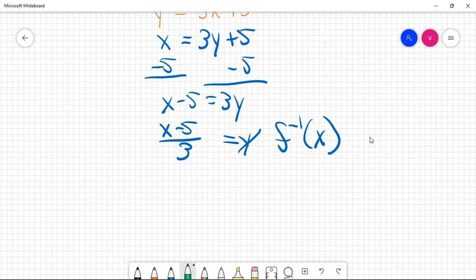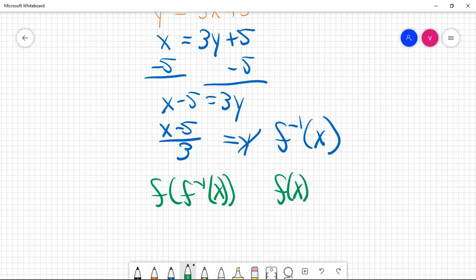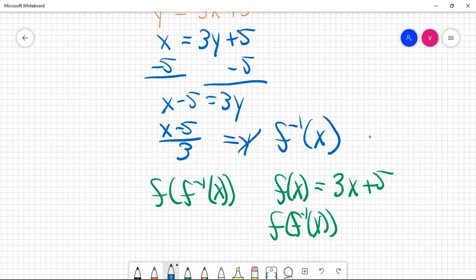Okay. Do it in green. So f of f inverse of x. f of x would equal 3x plus 5, is that right? 3x plus 5. So f of f inverse, you do the composition. We're going to stick this into that x right there.